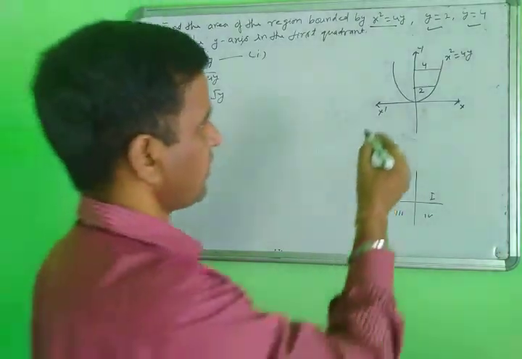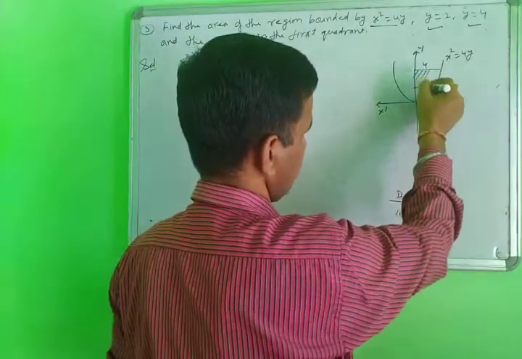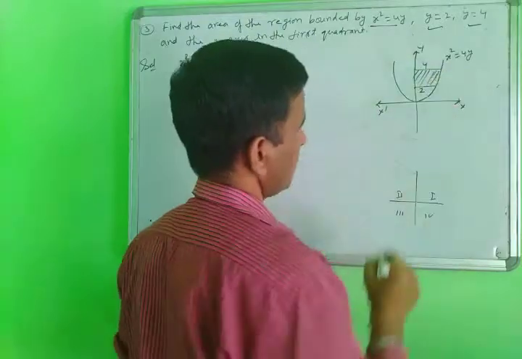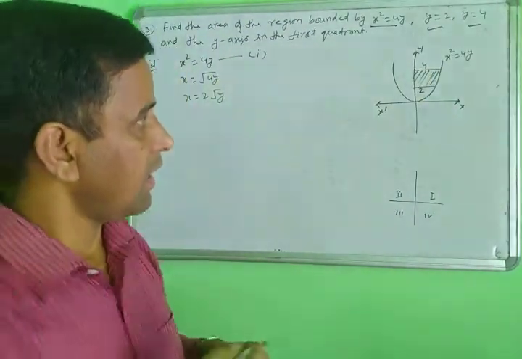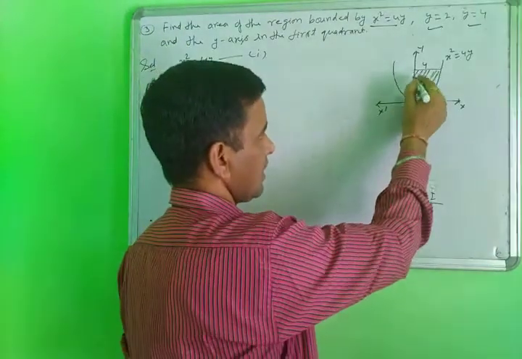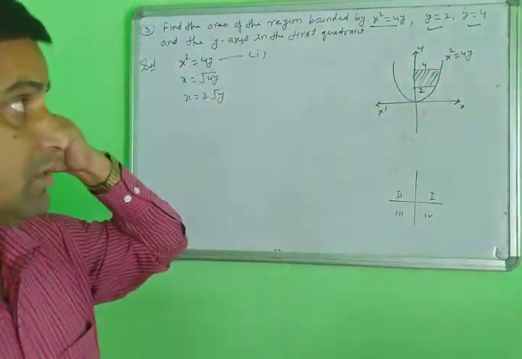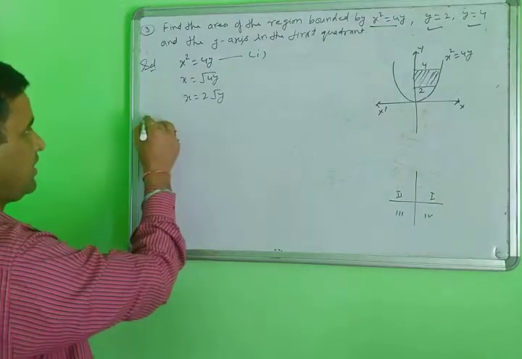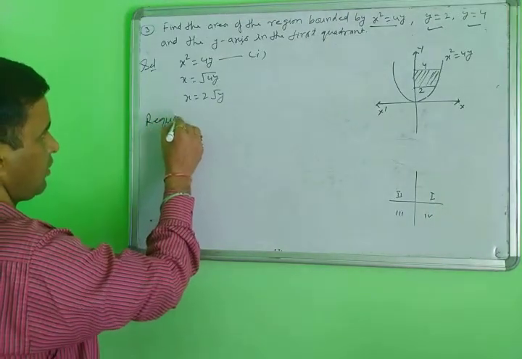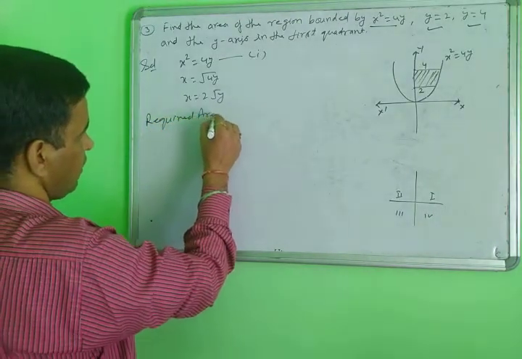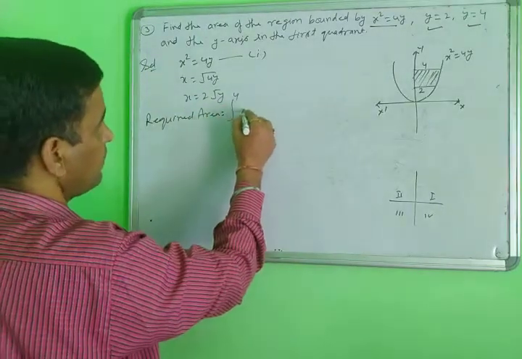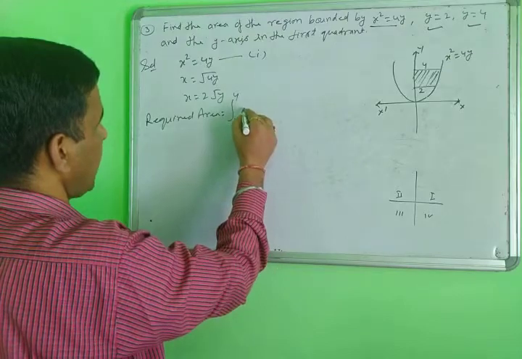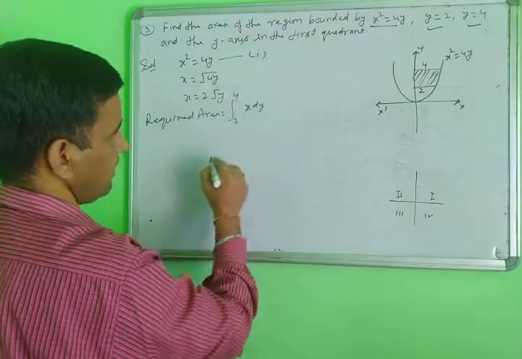So then you will find the area of this part. You will find the area of the curve part of this, where the lower limit here is 2 and the upper limit here is 4. So how to find the area now? Required area equals the integral from the lower limit to the upper limit, and here you write x dy.